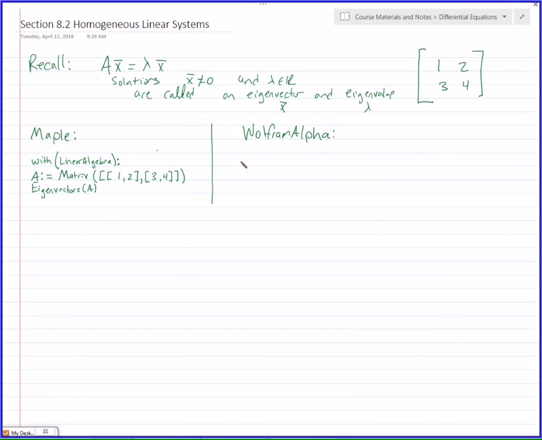In Wolfram Alpha, you can just go in and type eigenvalues. And then the way that they suggest to do it in the help menu for Wolfram Alpha, you can use brackets the same way I did here. They actually use curly braces. 1, 2, close curly brace, comma, open curly brace, 3, 4.